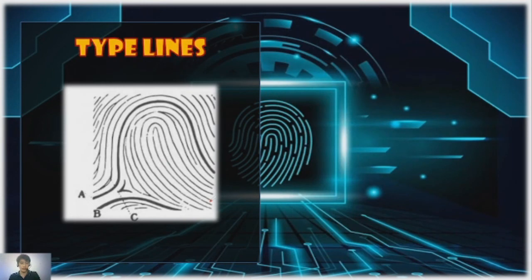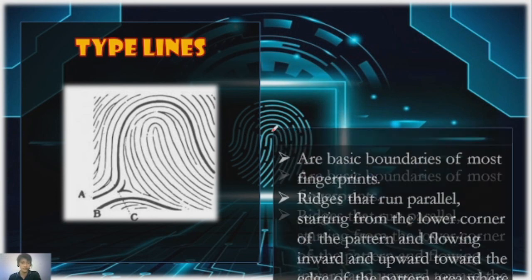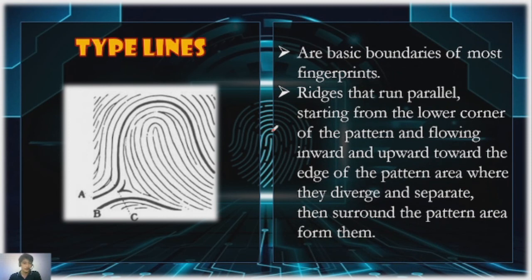Moving on, we have here now this term, type lines, also as a ridge characteristic. Type lines are very important in fingerprint classification. This is considered to be the basic boundaries. Why is it considered to be the basic boundaries? As described here, ridges that run parallel, starting from the lower corner of the pattern and flowing inward and upward towards the edge of the pattern area where they diverge and separate, then surround the pattern area, form them.